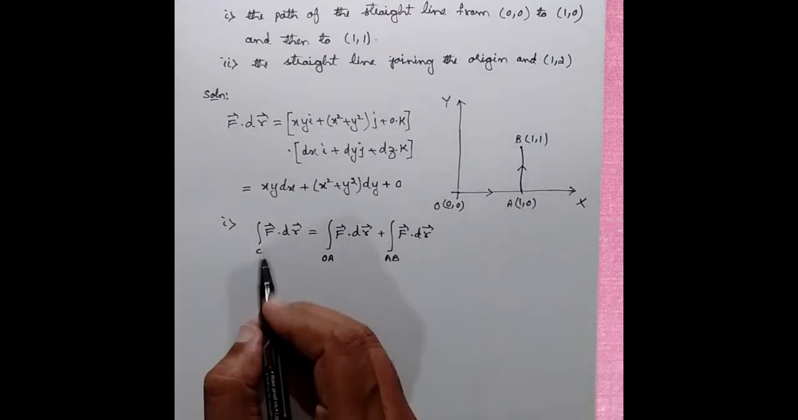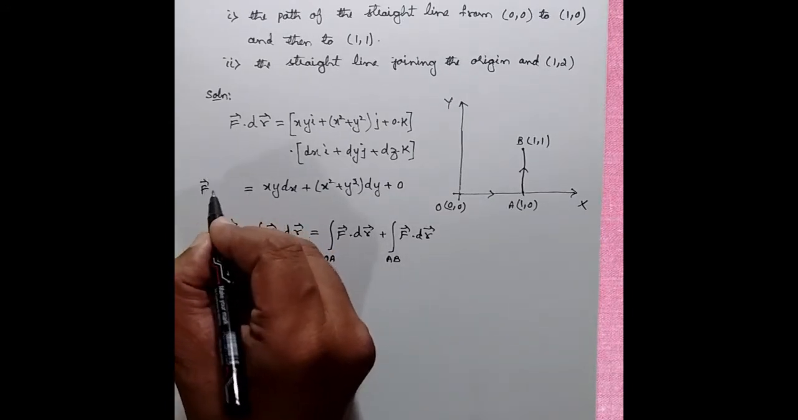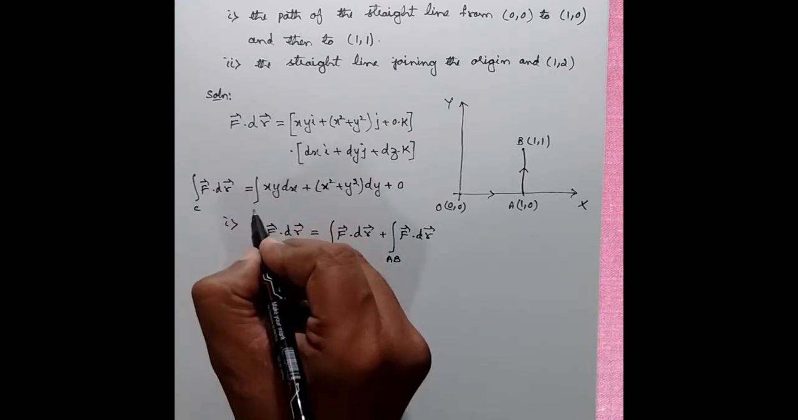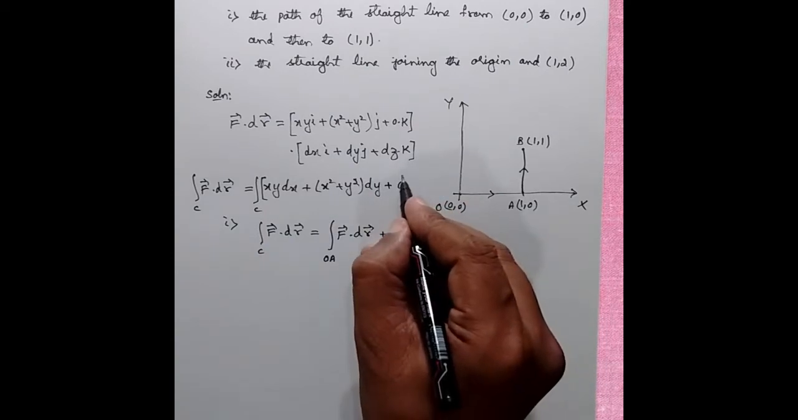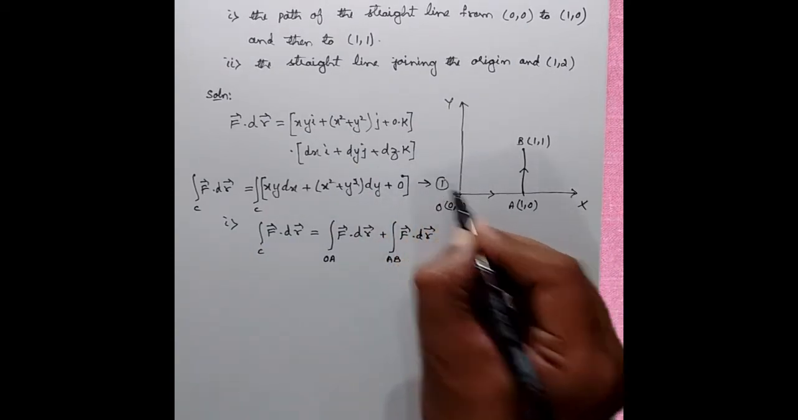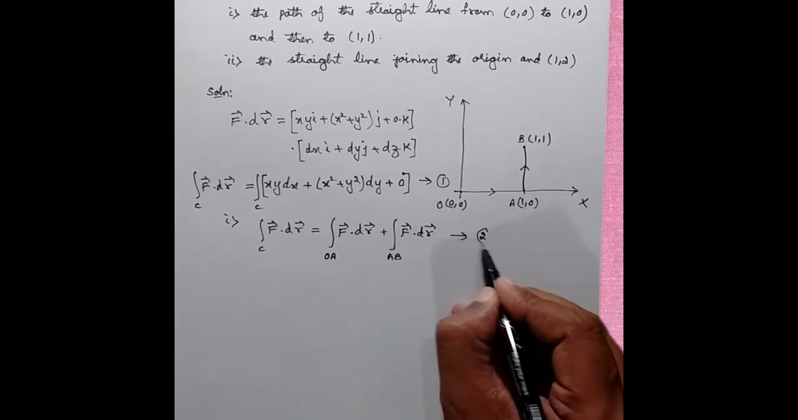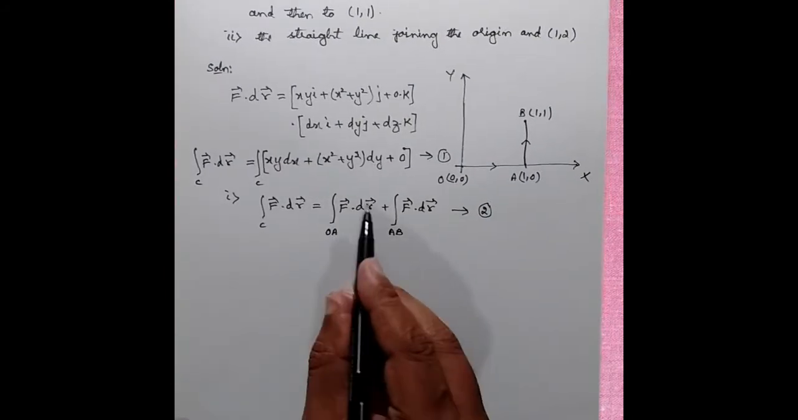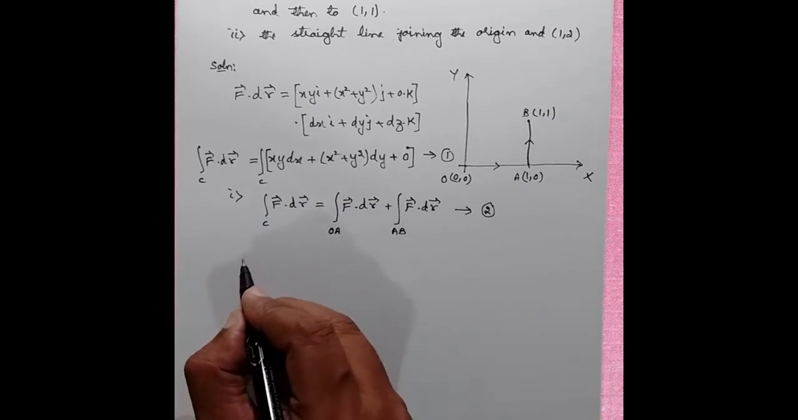So let us try to evaluate this separately. We need to find the integral value. If I write down the integral over here, it is the integral over C of vector F dot dr. Let us take this as equation number 1 and this as equation number 2. So first case, we will try to evaluate this one.